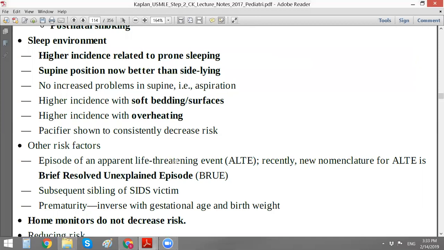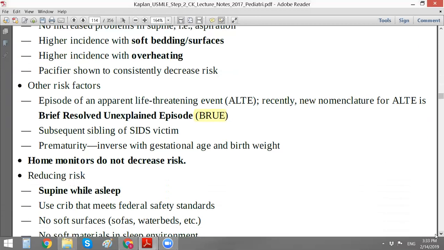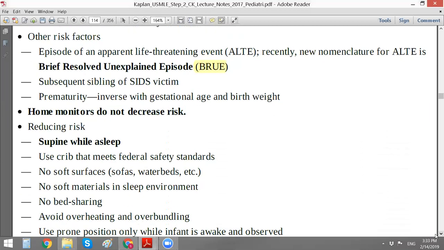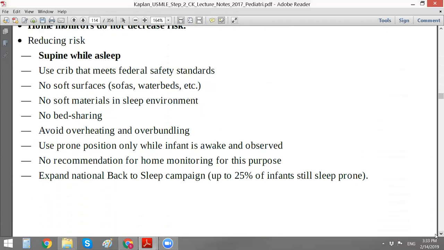Apparent life-threatening event, ALTE. Recently the new nomenclature is brief resolved unexplained event, BRUE. This is recent. Subsequent sibling of a SIDS victim, prematurity, and home monitoring do not decrease risk.